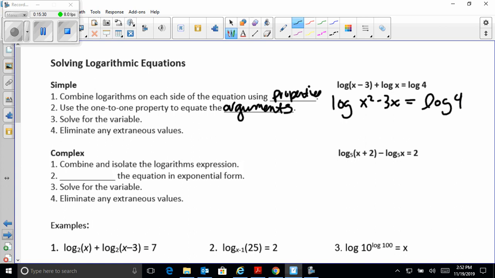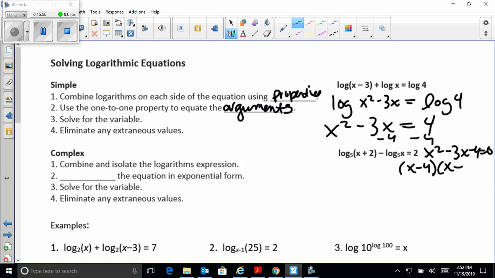So I can use that, say x squared minus 3x has to equal 4. And then I solve, so I'm going to move 4 over, I can see it's quadratic, I'm going to have to factor, hopefully nothing more. I'm looking at factors of -4 that add to give me -3, so x minus 4, x plus 1 equals 0, so I have two solutions, 4 and -1.